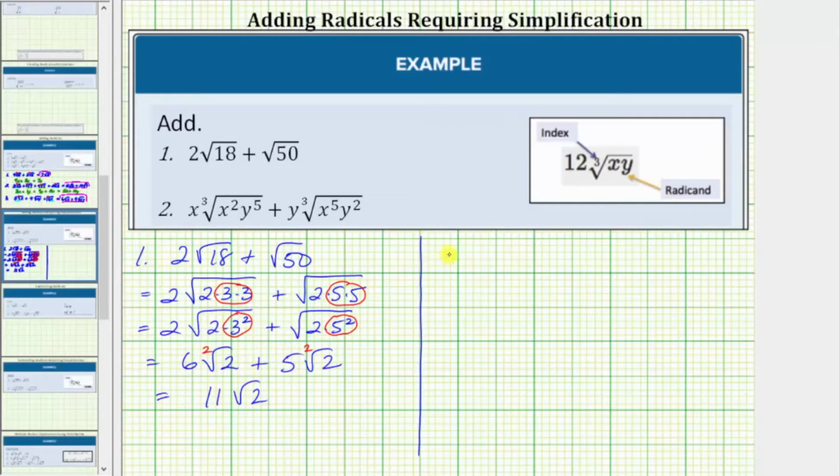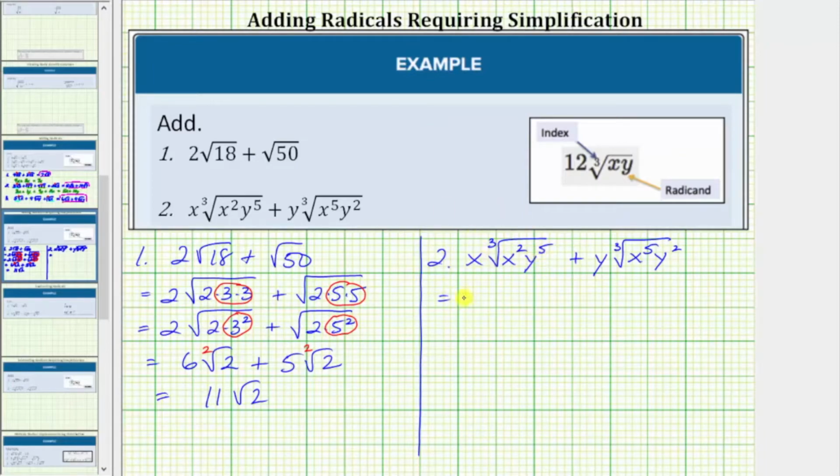For number 2, we have x times the cube root of x squared y to the 5th plus y times the cube root of x to the 5th y squared. The first step is to simplify both cube roots. Because we have a cube root, or because the index is 3, we're looking for groups of 3 equal factors of the radicand.